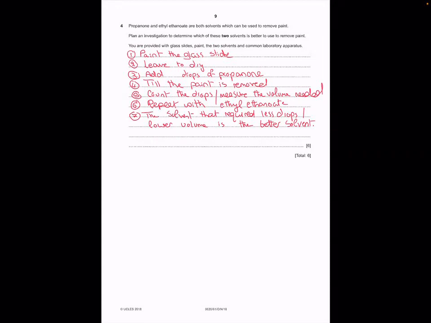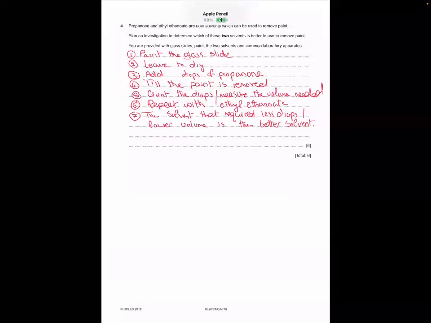Add drops of propanone till the paint is removed. You keep adding propanone drops till the paint is removed. And you count the drops you've added or you measure the volume you needed to remove the paint. Then you repeat the same experiment with ethyl ethanoate, and the solvent that required fewer drops or lower volume is the better solvent. Okay? Every point gets a mark. Even if you didn't get the whole thing right, you can score good marks.